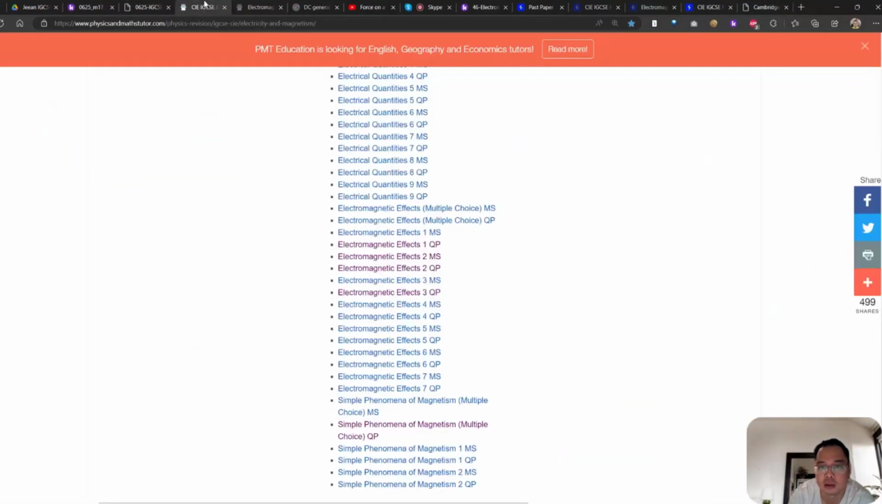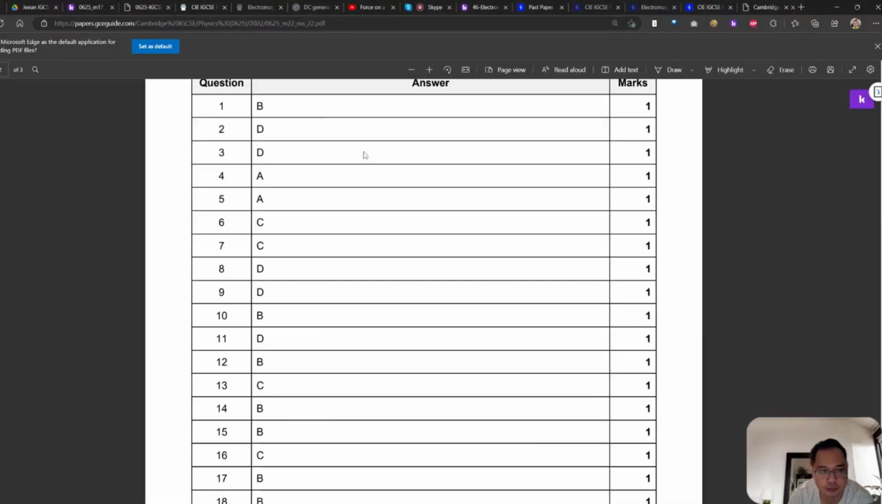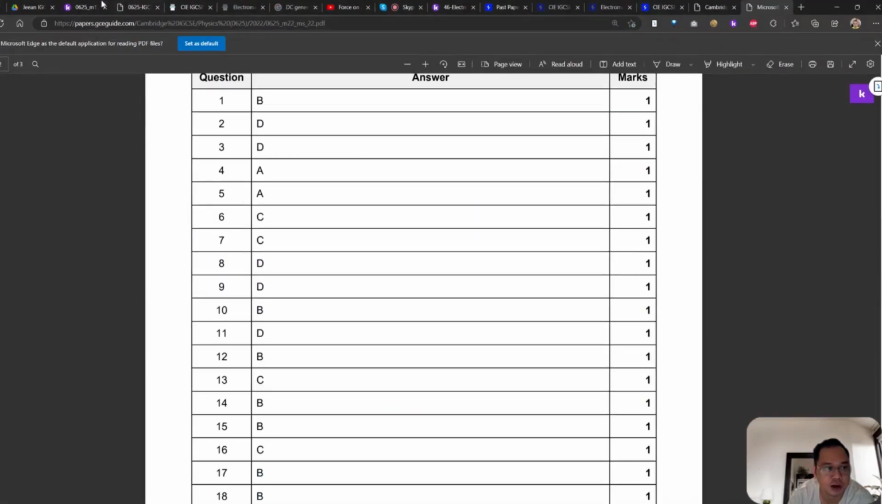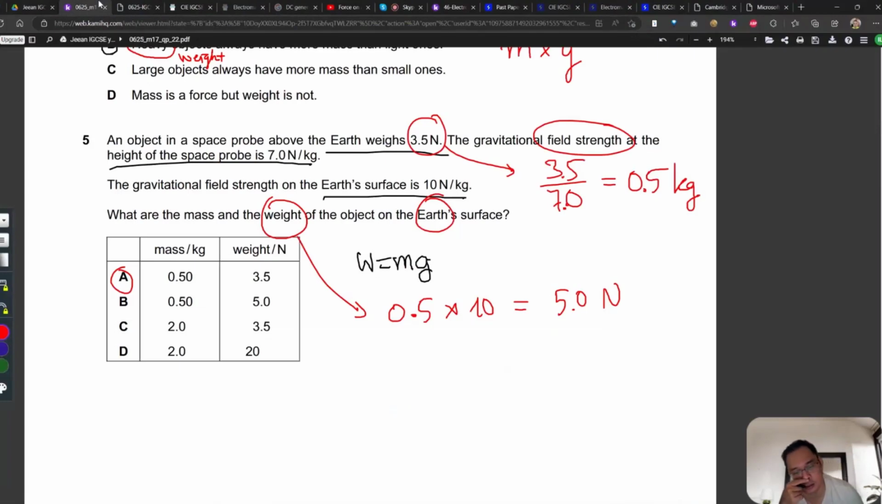Where is the mark scheme? I accidentally closed it. Okay, here. For question 5, the answer is A. The weight on the Earth's surface, no way. Okay, I think that is the wrong mark scheme. The weight on the Earth's surface must be greater than on the probe, because the field strength on Earth's surface is 10, not 7, greater than 7.